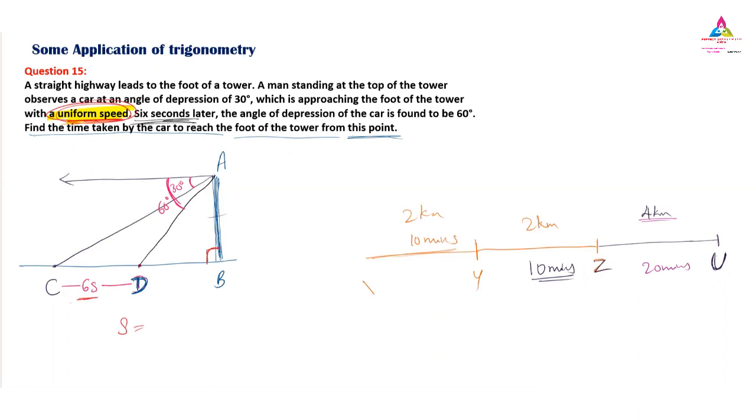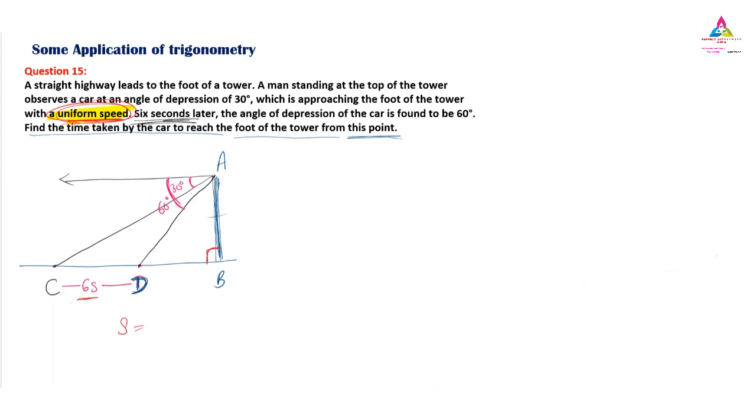So similarly, when you have uniform speed, the time taken will be in direct variation. Direct variation means proportion. So for example, if it is taking 6 seconds to reach C to D, then from D to B also it will take not 6 seconds but a uniform time, depending on the distance, how much it is.